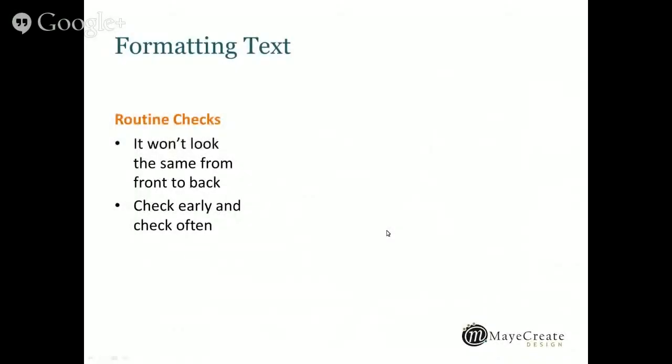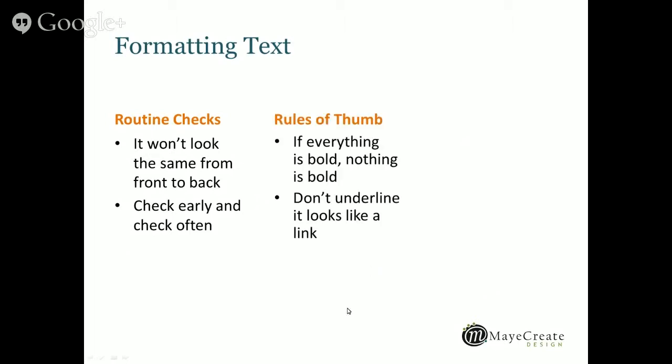So some reminders when formatting text. It's not going to look the same from the front to the back. So you need to check early and check often to make sure that you are not making messes. My design rules of thumb for you are, if everything is bold, then nothing is bold. So only make the super important stuff bold. And don't underline things because it looks like a link. I will click on it and I will be mad at you. And other people will click on it and be mad at you too. So if you want something to look like a title, or if you want something to be important, you can bold it, or you can choose one of your titles.